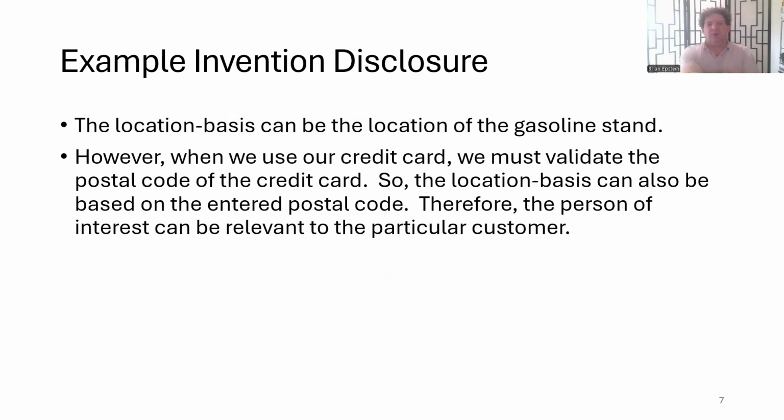And so the location basis, we're punching, we enter the postal code into the gasoline pump to validate the card. And then the location basis for our invention can be based on this postal code now. And so the person of interest can be relevant to the particular customer. This also makes sense because people use gasoline stands while traveling.